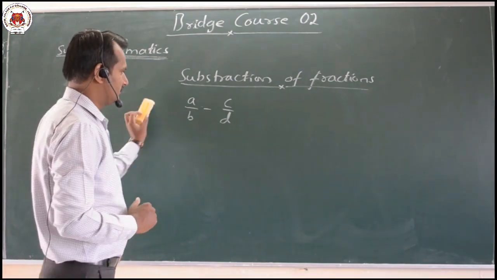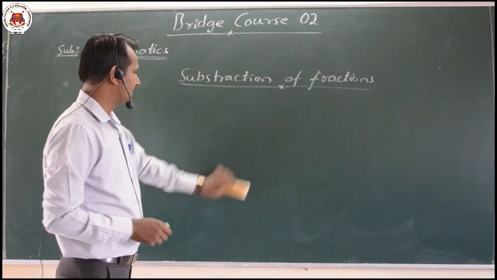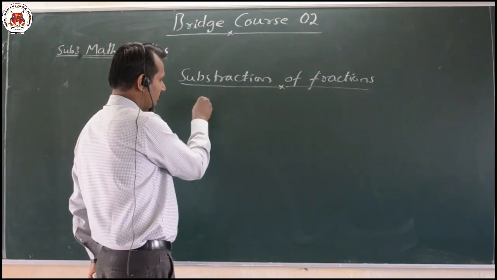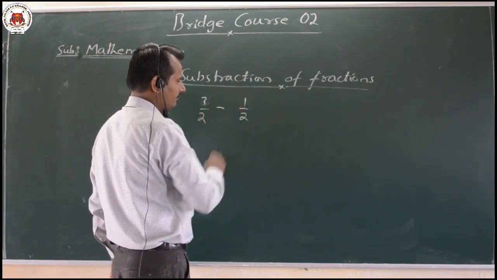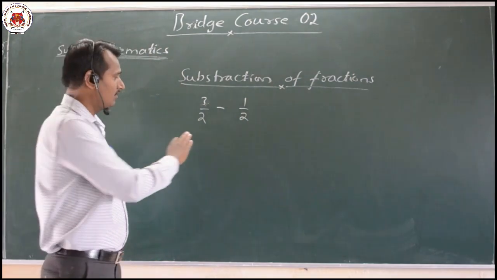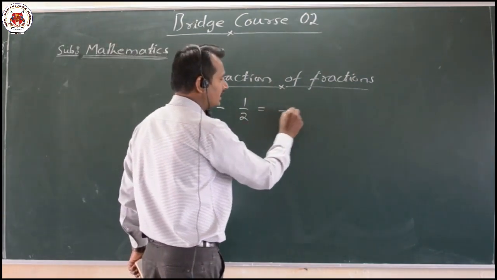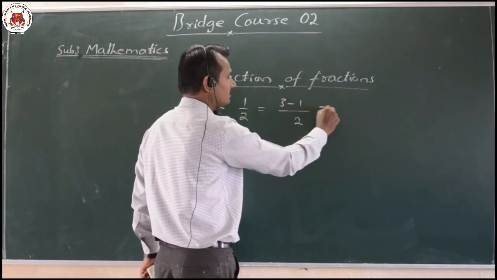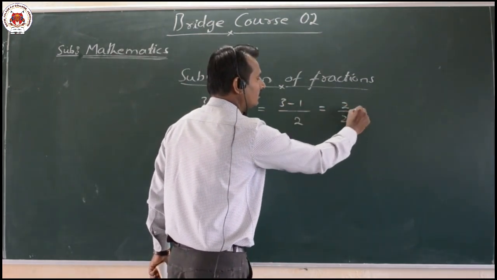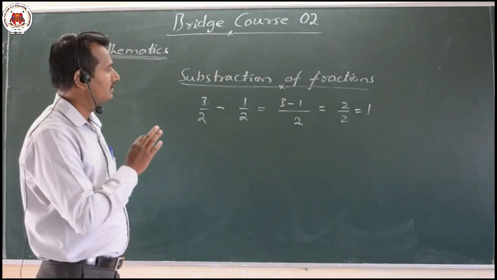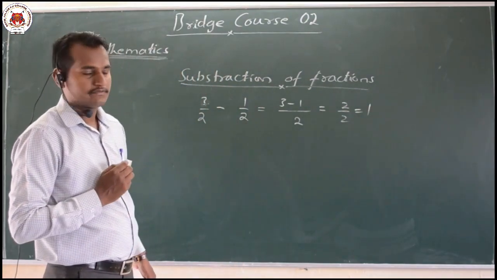So for example, I can take here 3 by 2 minus 1 by 2 here. Since the denominators are same here, what I can do is directly write down the denominator, and the numerators 3 minus 1. 3 minus 1, the value will be 2 by 2, the value will be 1. This is how we are solving it. That is nothing but subtraction of fractions here.